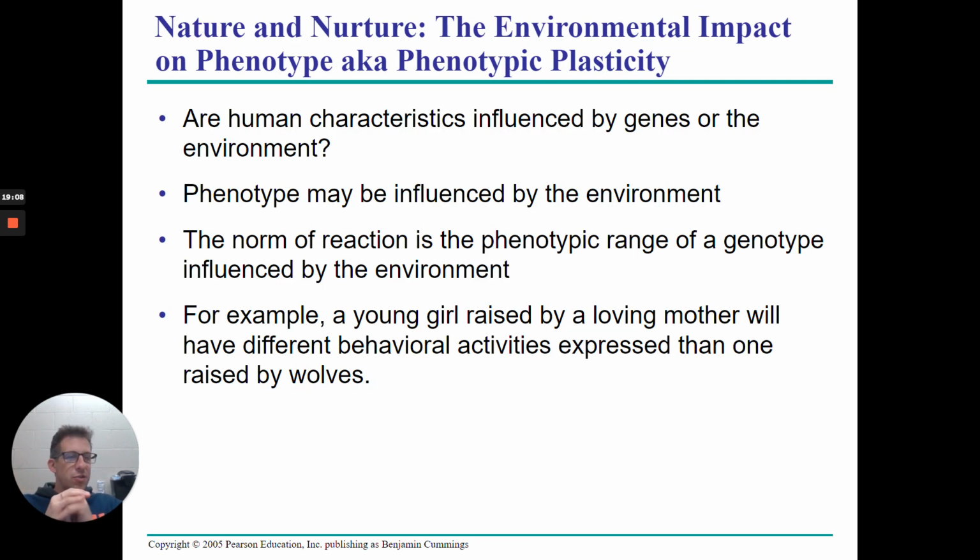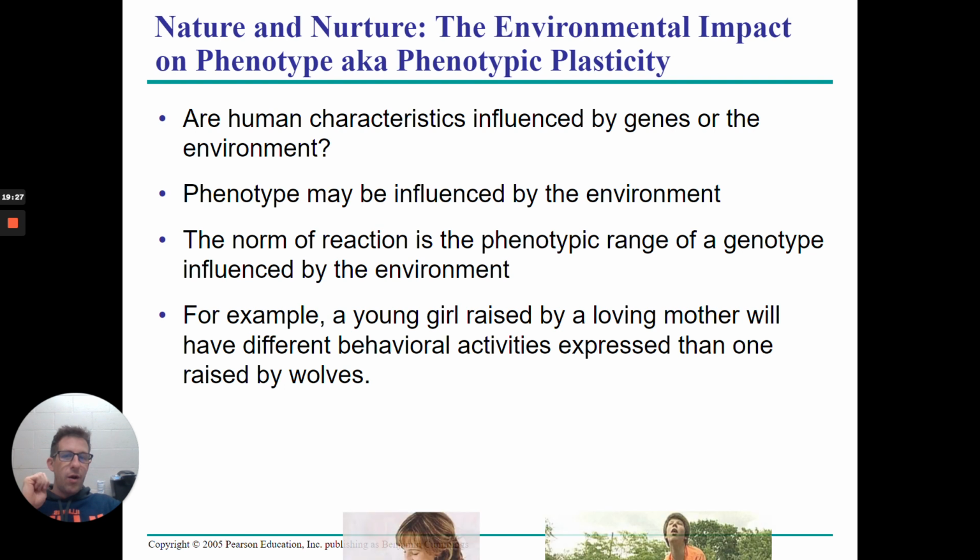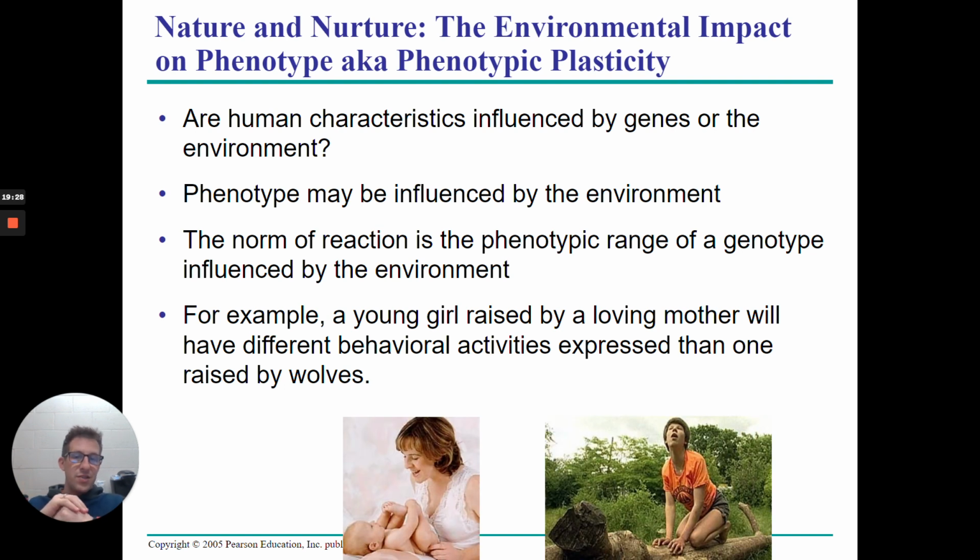Now, I'd also like to talk here about the environmental impact on the phenotype. This is sometimes known as phenotypic plasticity. Phenotypic plasticity can be seen in many different organisms, and one of the things that's really interesting to think about is how phenotypic plasticity affects human beings.